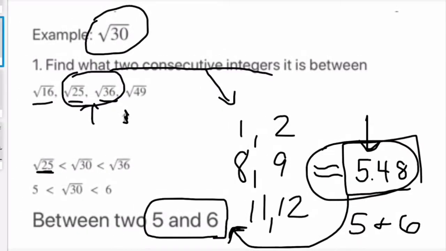Okay, so before we begin our practice looking at some problems of doing this, I would like for you to pause the video and copy this example into your notes.